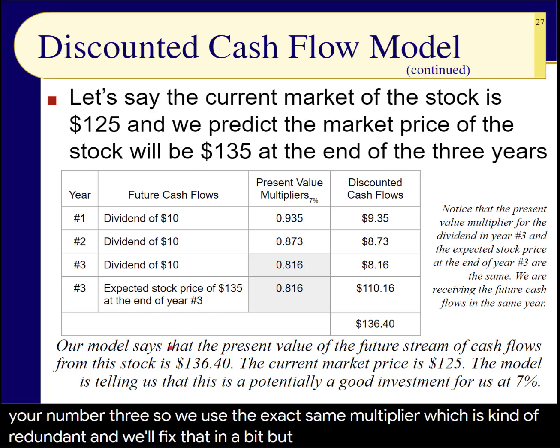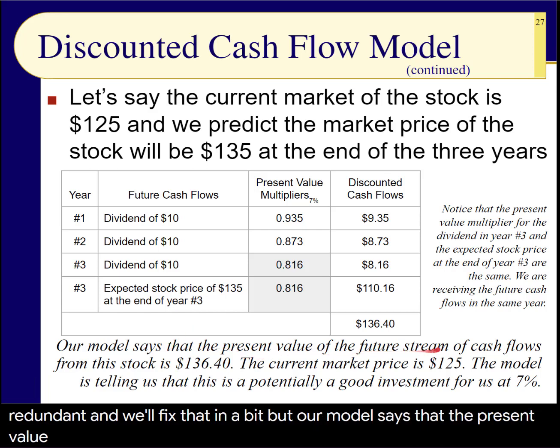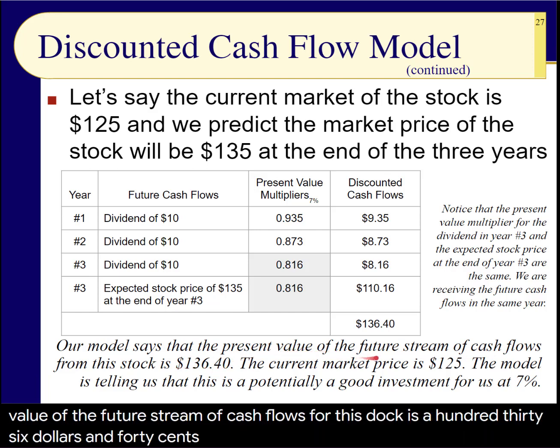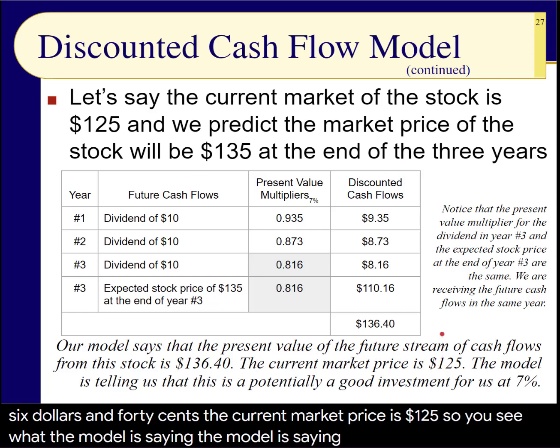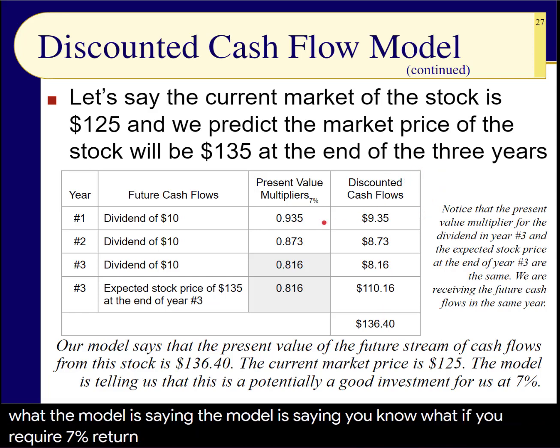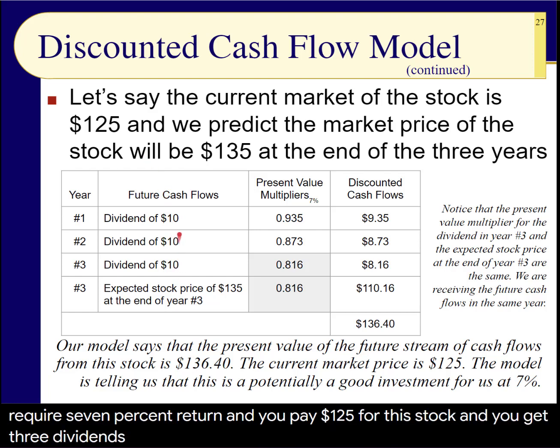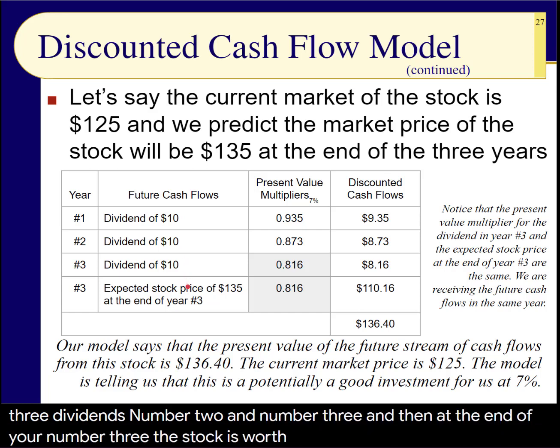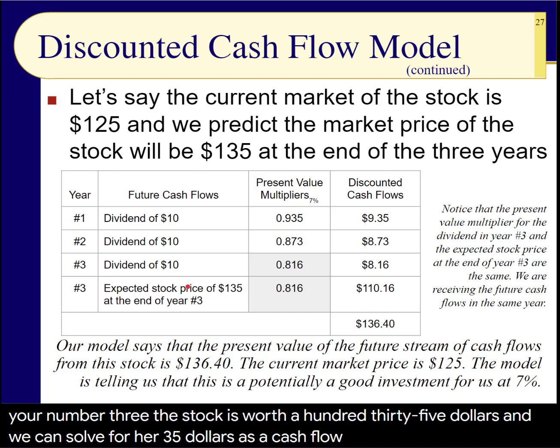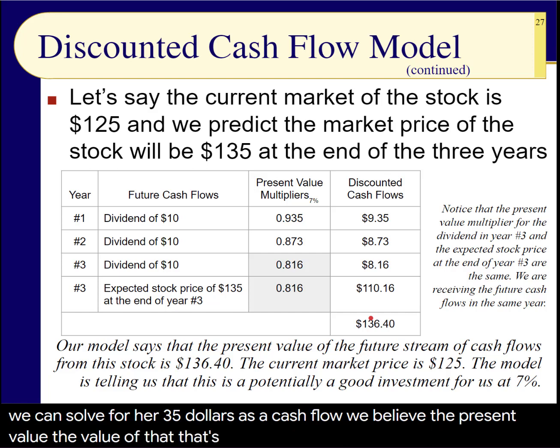But our model says that the present value of the future stream of cash flows for this stock is $136.40. The current market price is $125. So you see what the model is saying? The model is saying, you know what? If you require 7% return and you pay $125 for this stock and you get 3 dividends in year number 1, year number 2, and year number 3, and then at the end of year number 3, the stock is worth $135 and we can sell it for $135 as a cash flow, we believe the present value, the value of those future cash flows today is worth $136.